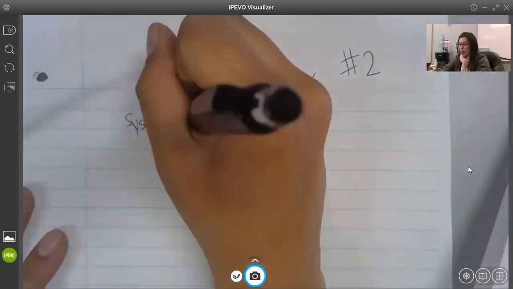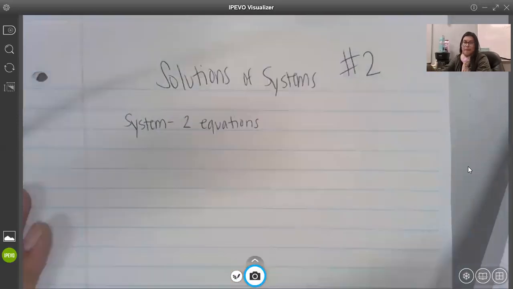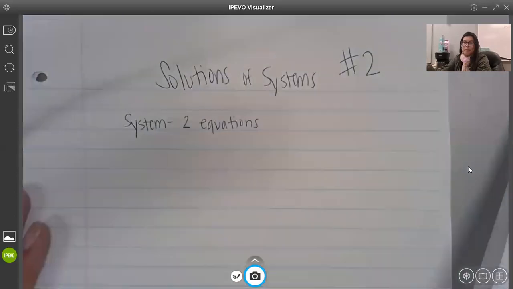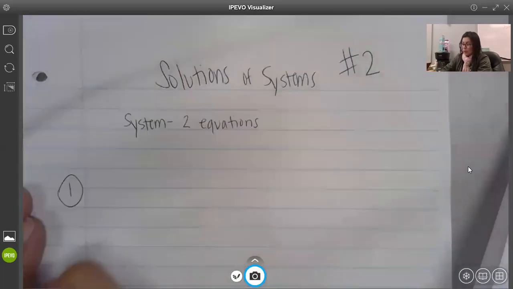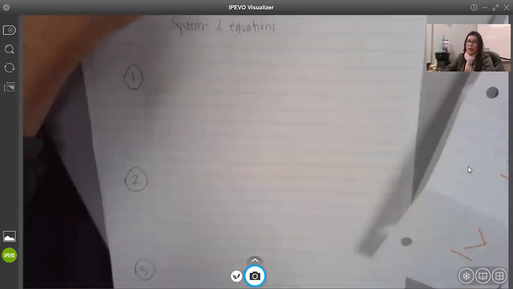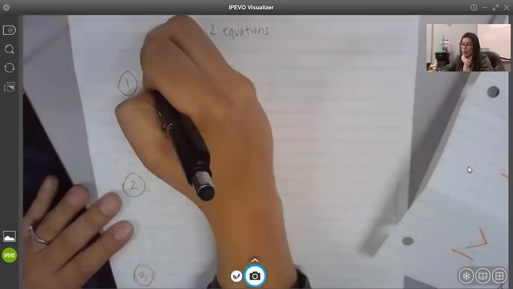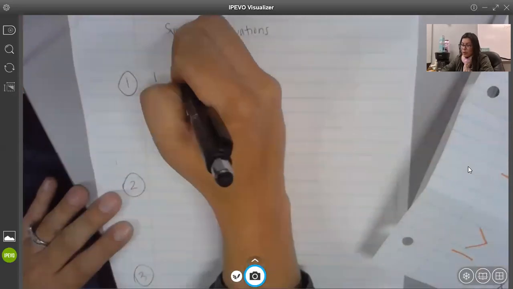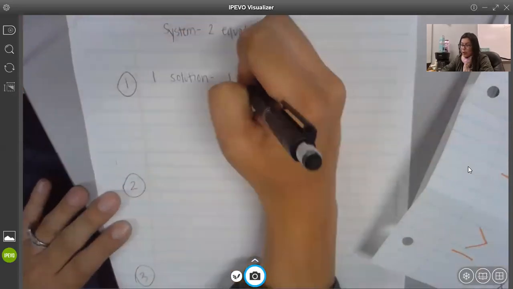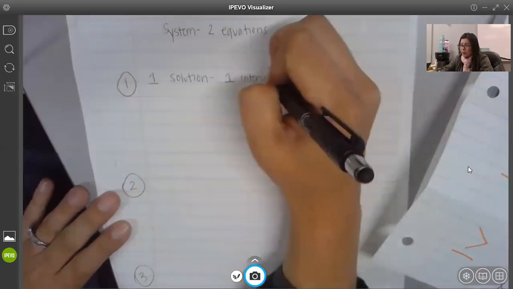Okay, so a system means you have two equations, two graphs. So two things can happen for this one. Either you have three types of solutions. Okay, either when you graph them, the lines are going to cross and they have one solution. There is one intersection. One point.